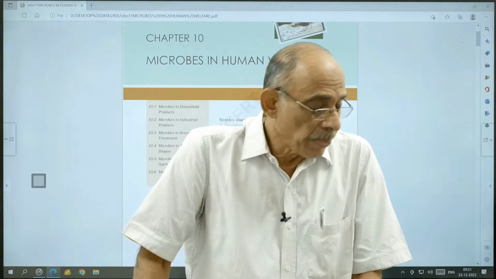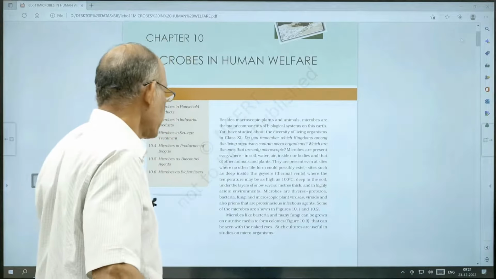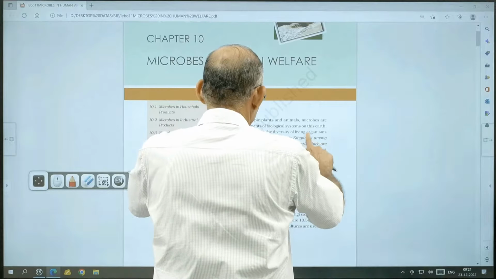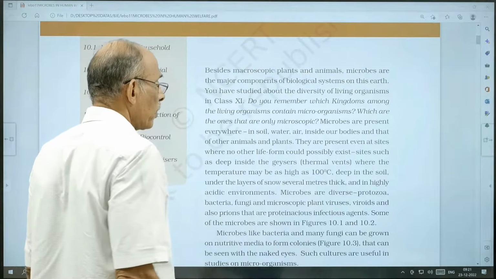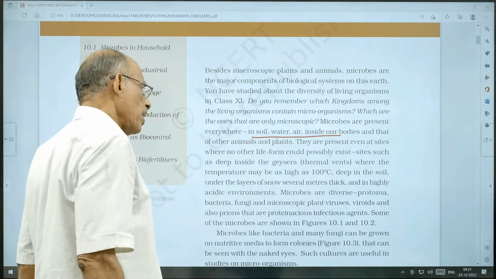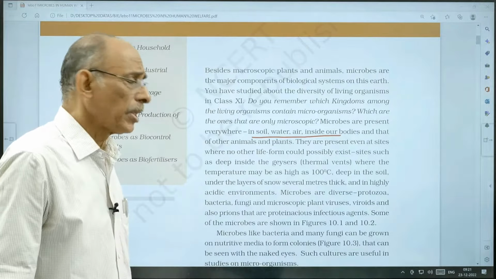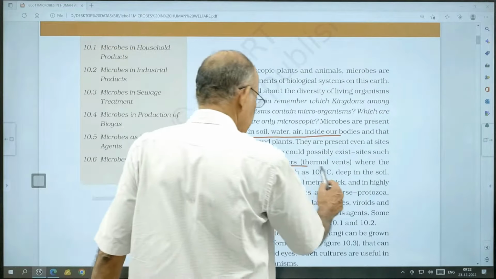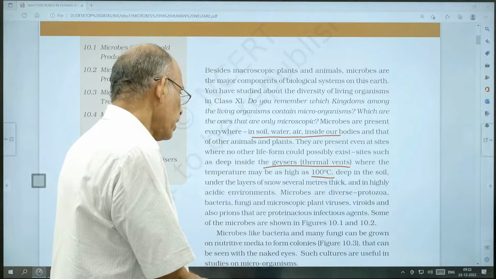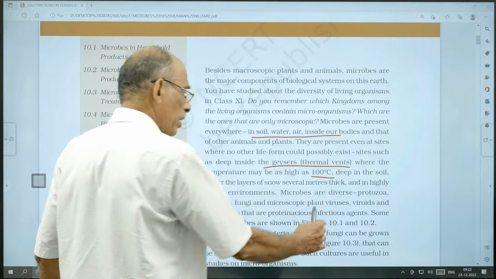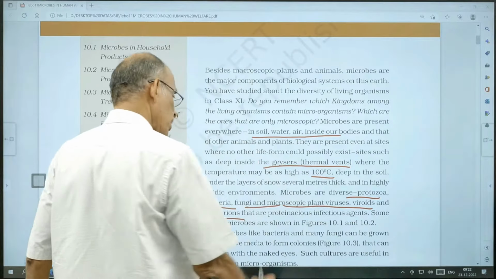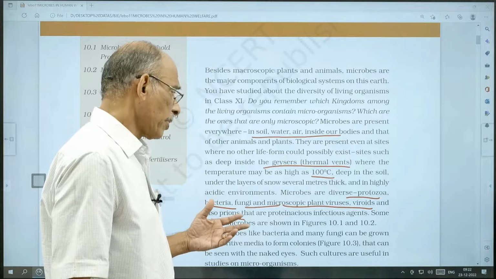Coming to this introductory part, we have microbes everywhere. Everywhere we have microbes: inside the body, outside the body, in soil, water, everywhere. There is literally no place without microbes. They can even be seen in thermal vents where the temperature is as high as 100 degrees Celsius. And what are the different types of microbes? There are protozoa, bacteria, fungi, microscopic plants, viruses, viroids, and prions, which are proteinaceous infectious particles, etc.